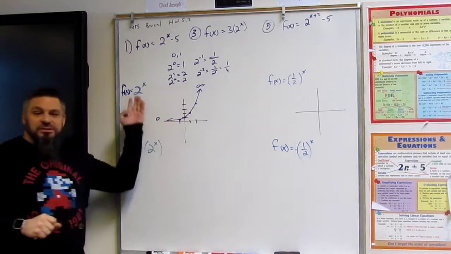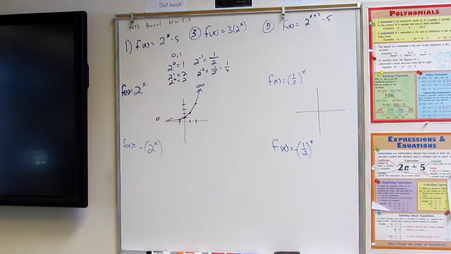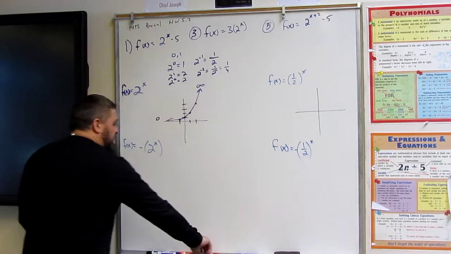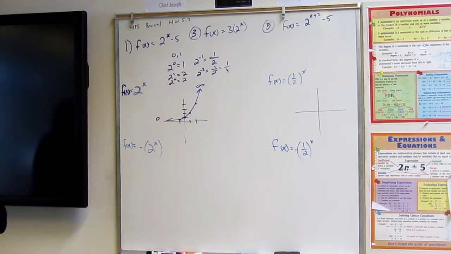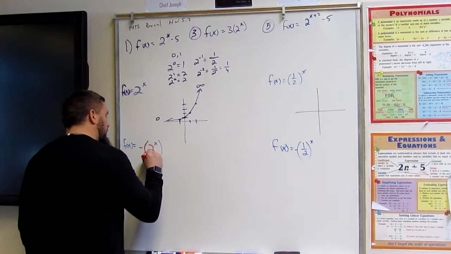There's the parent function for the top part. All right. So what happens to it negative? This should be really easy. So we should be able to do this.